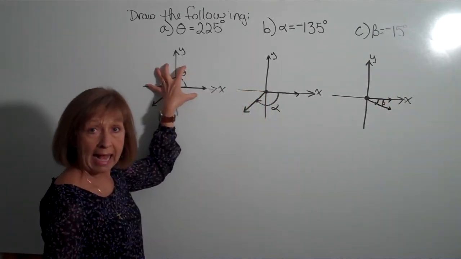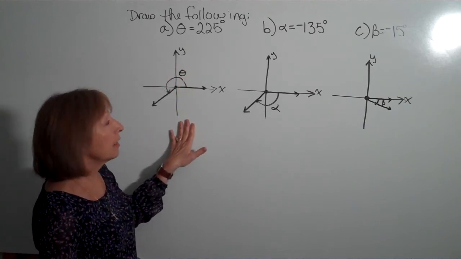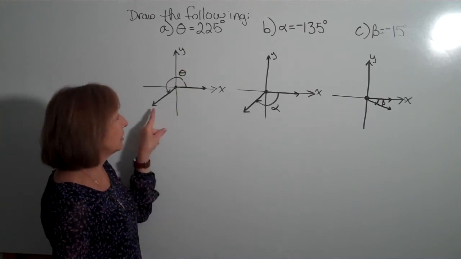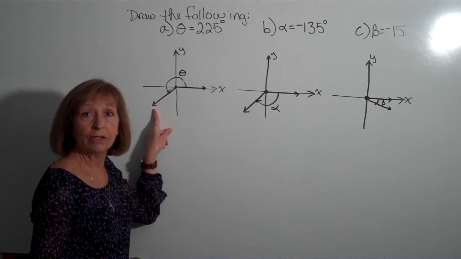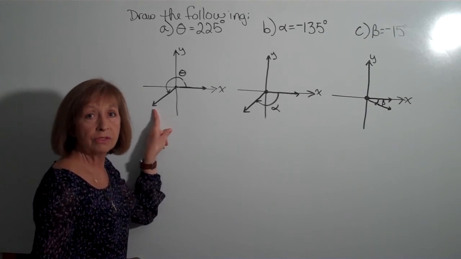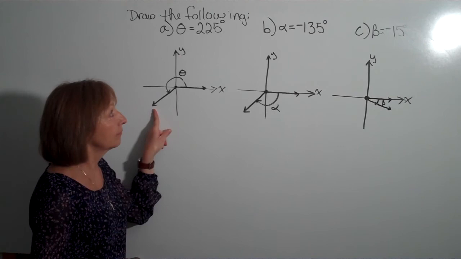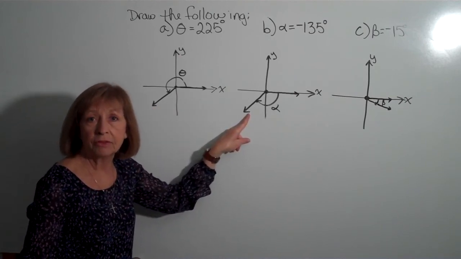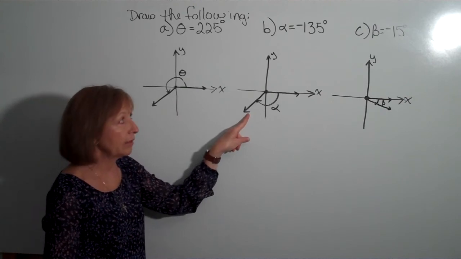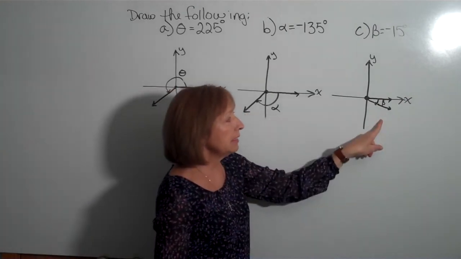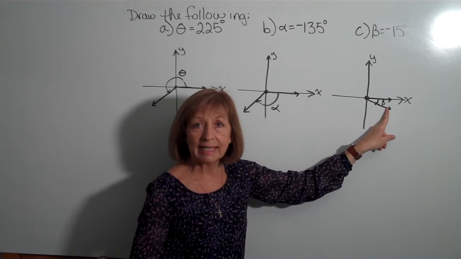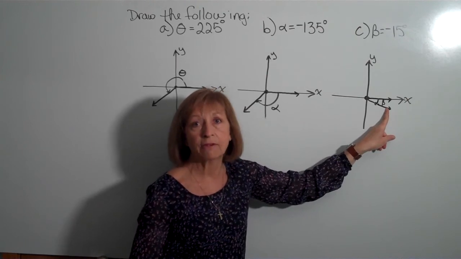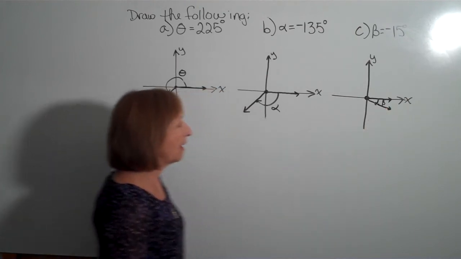So in part A, we drew our theta angle, and its terminal side landed in the third quadrant. So this is a third quadrant angle. In part B, my terminal side also landed in the third quadrant, so it's a third quadrant angle. And in part C, my angle's terminal side landed in the fourth quadrant, so that's a fourth quadrant angle. So we've got that part.